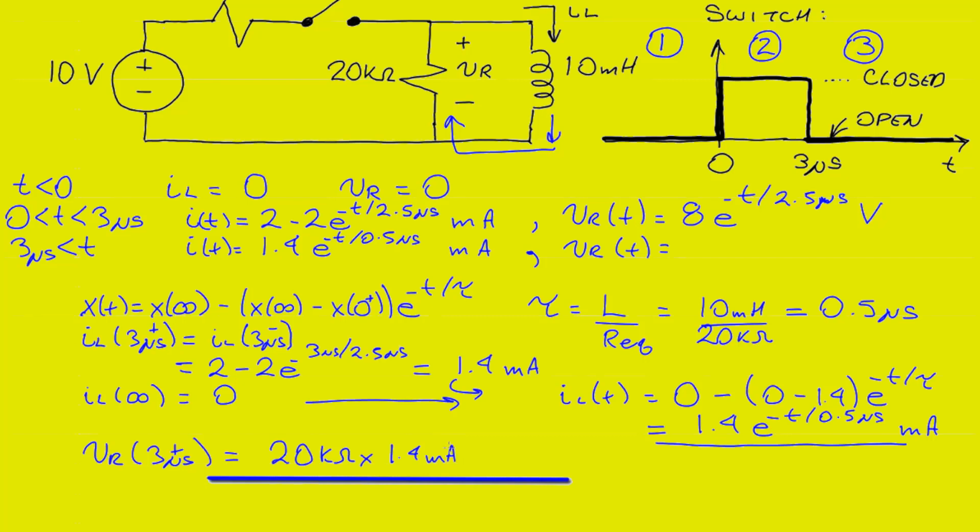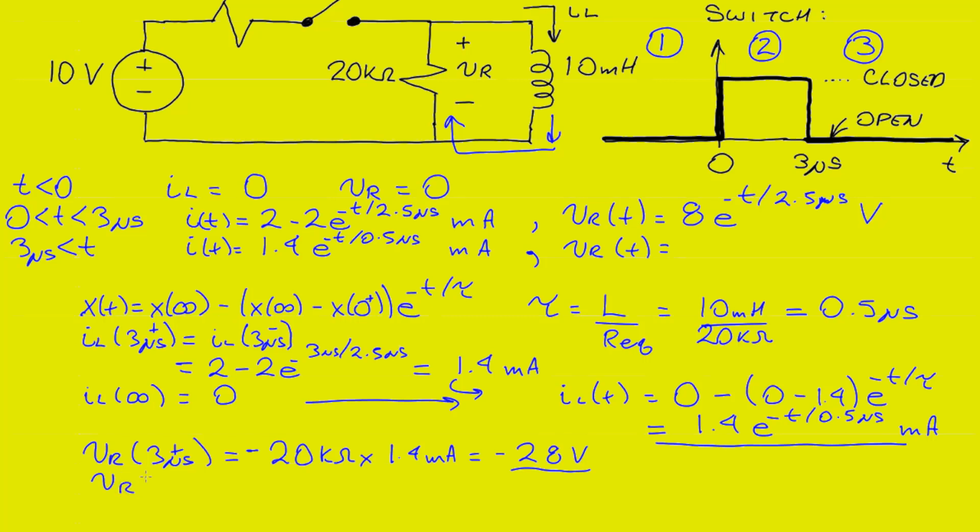But note that the current flows in the opposite direction to the way that we've labeled the voltage, so it will be minus 28 volts. Rather a large voltage, but we won't worry about that.